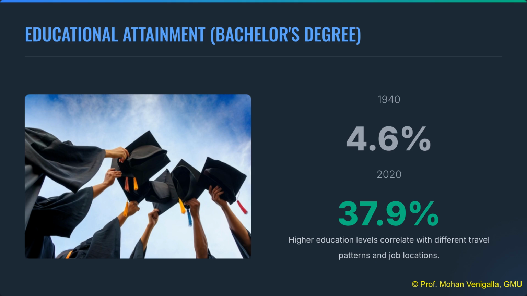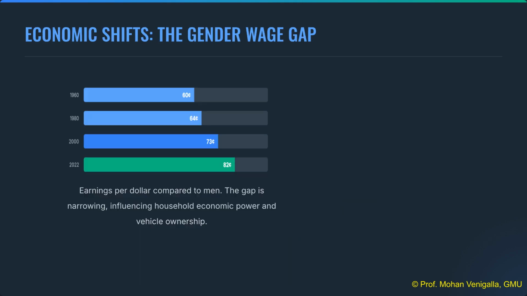Higher education correlates with different travel patterns and job locations. Median incomes rose substantially, and the gender wage gap is narrowing, influencing household economic power and vehicle ownership. By 2022, women earned 82 cents for every dollar earned by men.